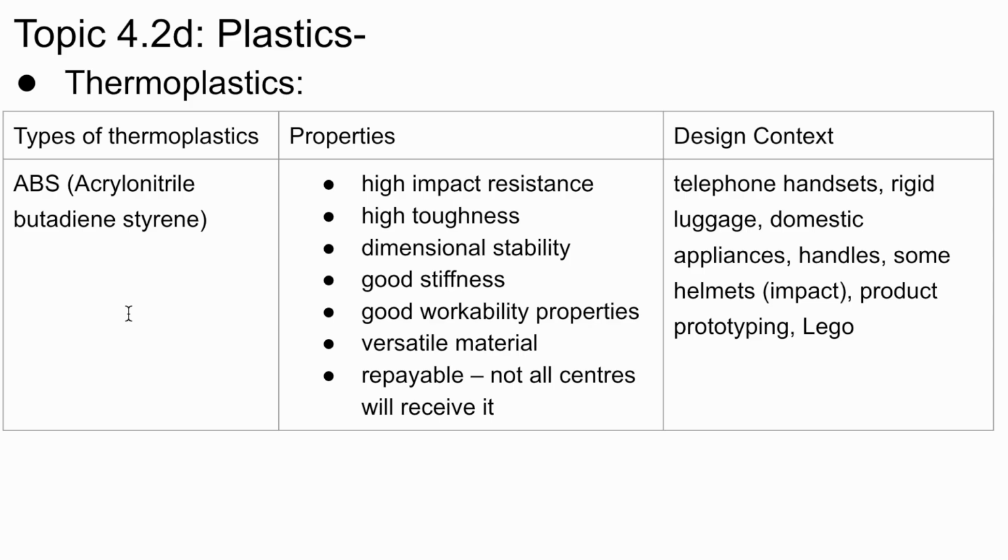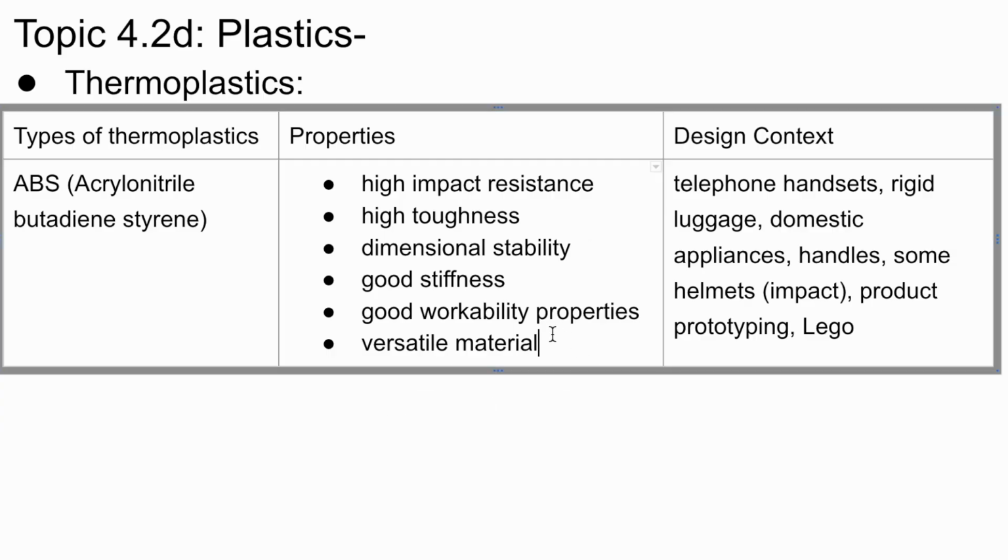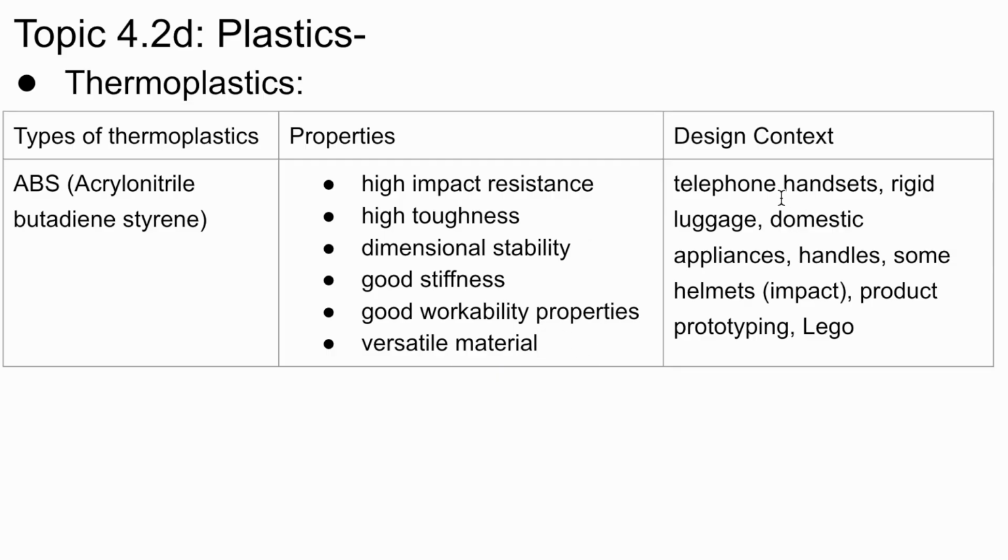ABS is something that we use quite a bit. It's high impact resistance, it's got high toughness, it's got dimensional stability, good stiffness, good workability properties, and it's a versatile material. So you can think of phone handsets, rigid luggage, domestic appliances, handles, some helmets. And the one that you're probably most familiar with is Lego. So Lego is made with ABS.